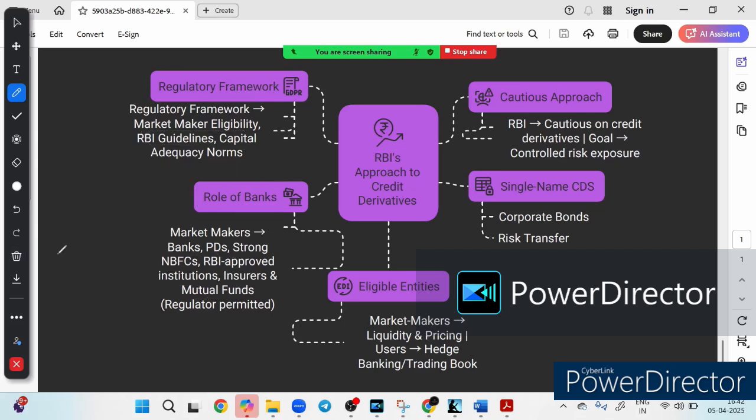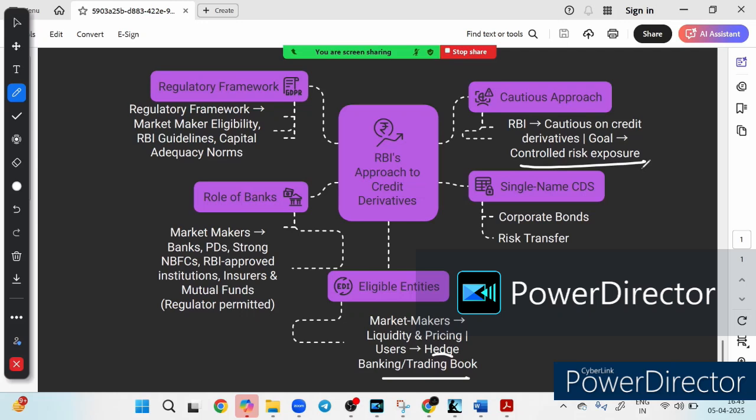Now friends, if you look at the eligible entities, who can use credit derivatives? Market makers, they provide liquidity and pricing. There are users who hedge their risk, and the banks in the trading book, financial institutions that engage in trading and hedging activity. And what is the RBI's cautious approach? Unlike some global markets, RBI does not allow unchecked trading of credit derivatives. Why? Because of controlled risk exposure. It prevents excessive risk taking, right? And it avoids a systemic crisis.